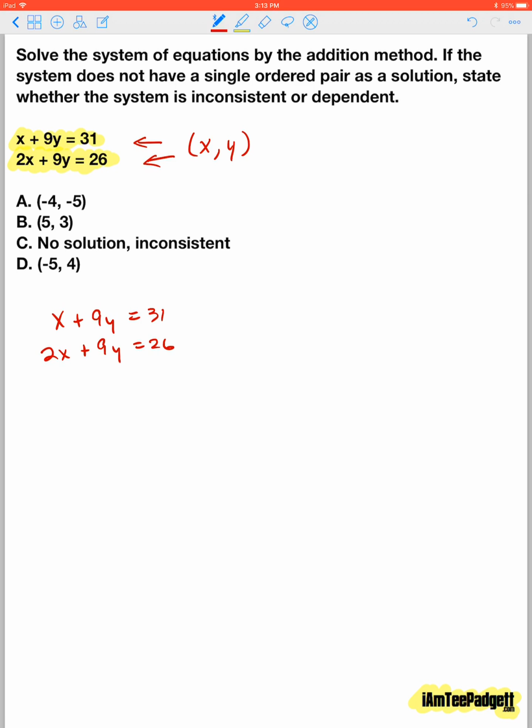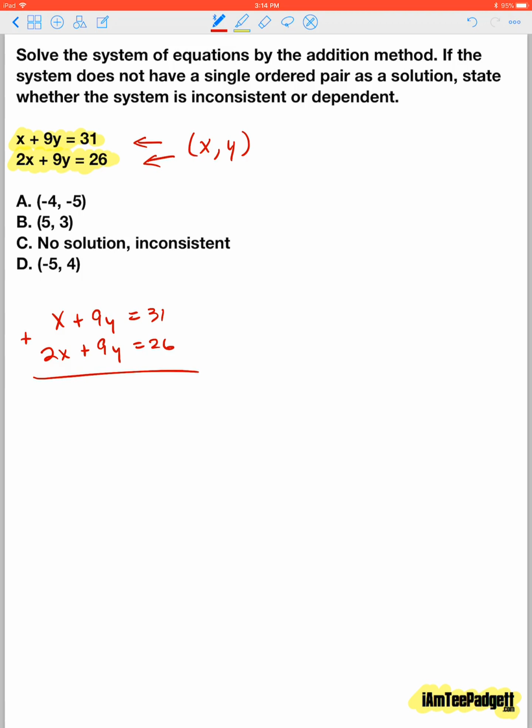So using the addition method, we simply add these two together. We come up with 3x plus 18y equals 57. But we have a problem. We still have both variables. We need to eliminate one of these variables so that we can solve for the other. So we need to get rid of the x or the y. So let's back up. Let's erase this.